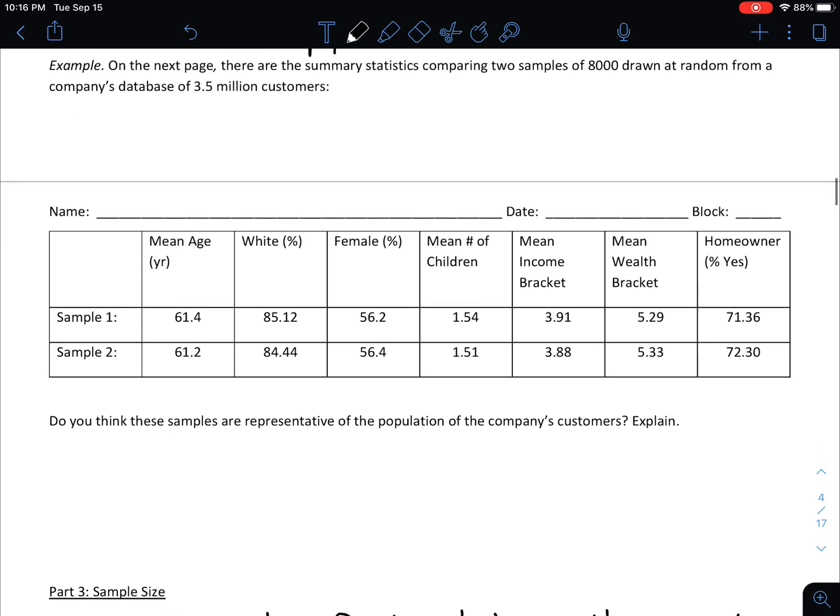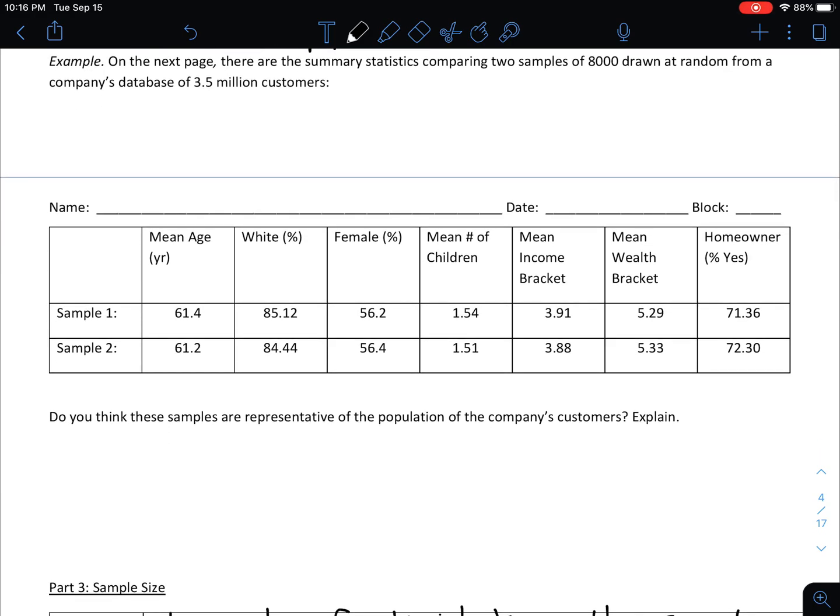So, taking a look at this data. For sample 1, you can see the mean age in years is 61.4. For sample 2 it is 61.2. So these numbers are very, very close to one another. For the percentage that were white or Caucasian, it was 85.12% for sample 1, 84.44% for sample number 2. Again, very, very close numbers. They're only off by 0.8%.